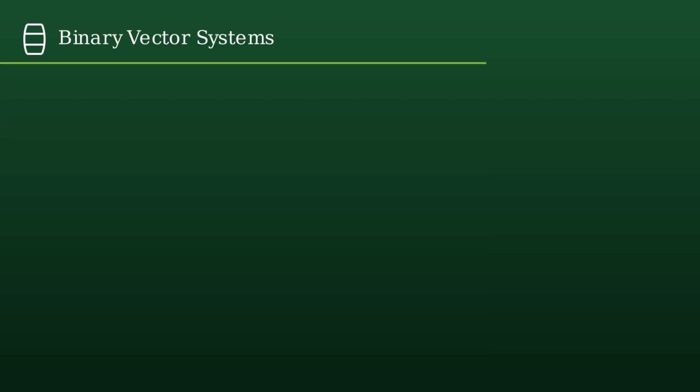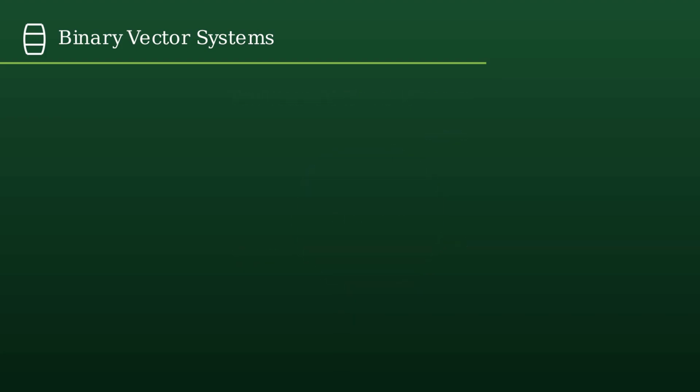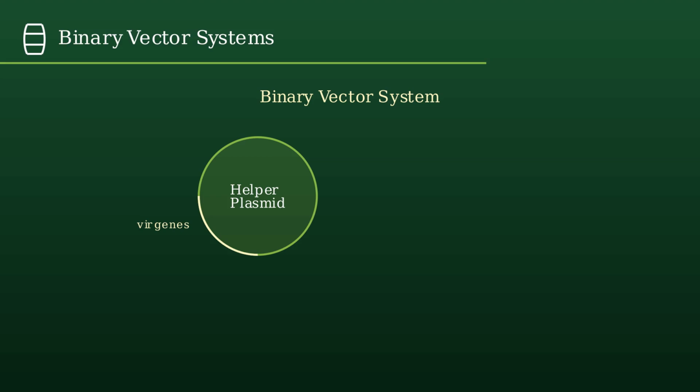Binary vector systems revolutionized plant genetic engineering by separating the Agrobacterium Ti plasmid into two distinct components. The traditional Ti plasmid system contains both virulence genes and the T-DNA region on a single large plasmid. Scientists developed the binary vector system to overcome the challenges of manipulating the large Ti plasmid. In this improved system, the virulence genes are carried on a helper plasmid, which is a disarmed Ti plasmid with the T-DNA region removed. The T-DNA region is then placed on a separate, smaller binary vector, which is much easier to manipulate in the laboratory.